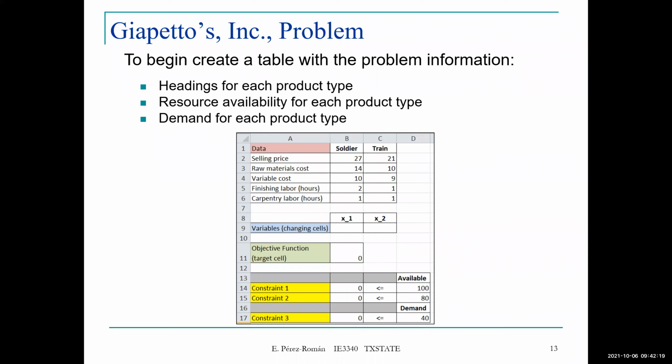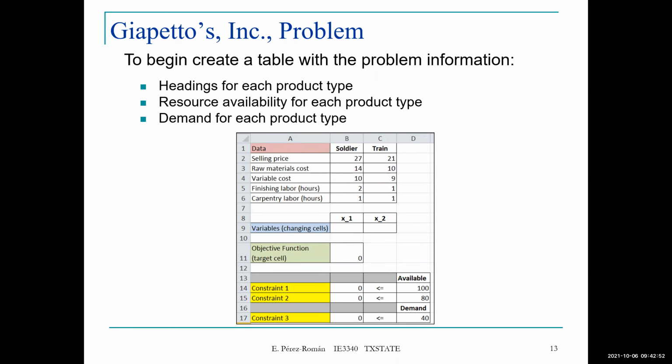So how do we set up the problem? To begin, create a table with the problem information. So this was what I was referring to. We want to set up the spreadsheet in a way that we can put all the information in a separate table and then pull that information into the formulas. So here, the way I set it up was to have a heading for each product type, and then the resource availability for each product type and the demand for each product type.